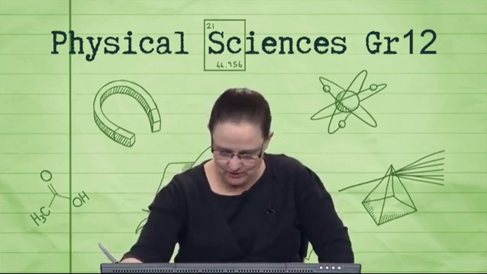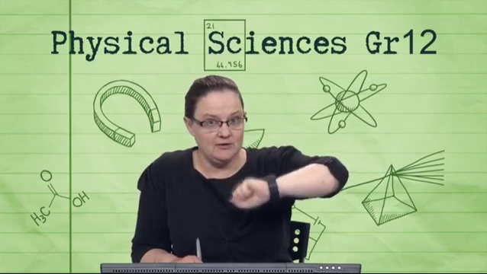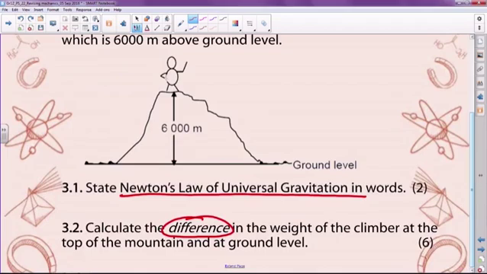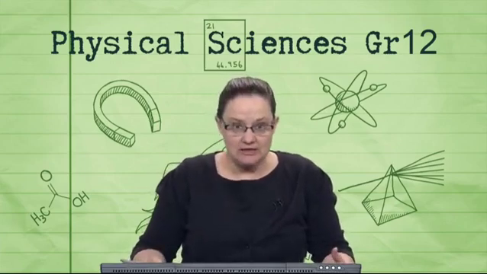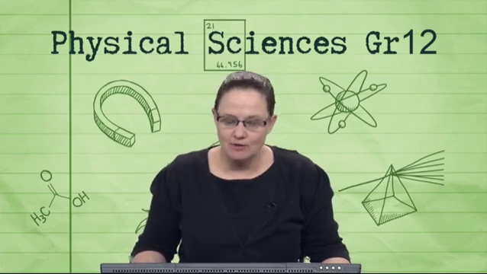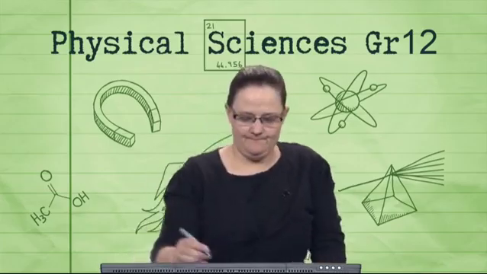Now, I love this question. Now, it says to you, calculate the difference in the weight of the climber at the top of the mountain and at ground level. You need your information sheets, okay? You need your information sheets. Calculate the difference in the weight of the climber at the top of the mountain and at ground level. It's 6 marks. That means you've got to use 2 equations, okay? And now, I'm going to give you 3 minutes to do it. As you're busy, I'll write the mass of the Earth and the radius of the Earth on the screen for you to make it a bit easier. But your 3 minutes starts now.